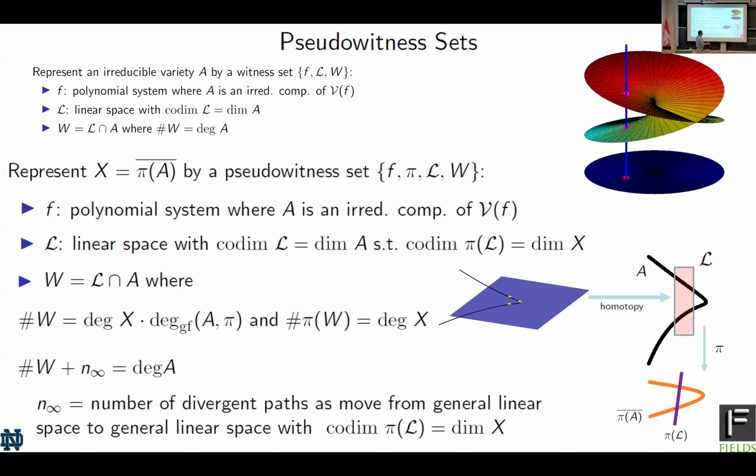What you're doing, from a homotopy perspective, is taking your general slice and turning it so that it then maps down. When I take a general slice to something special, the number of roots can only go down, and the number that they go down I'll call n infinity. It's the number of these homotopy paths that diverge to infinity when I go to this more special slice. I have no idea how to compute this other than to actually run the homotopy and compute it.